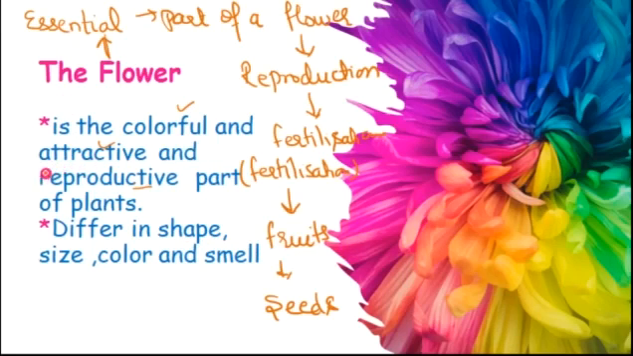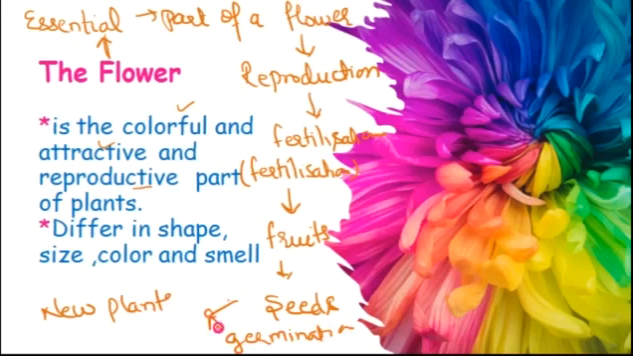It gives birth to the new plant. Basically, seeds after germination make a new plant. So that's why the flower is an essential part. We have seen different flowers of different shapes, sizes and colors, and some of them give a very good fragrance.